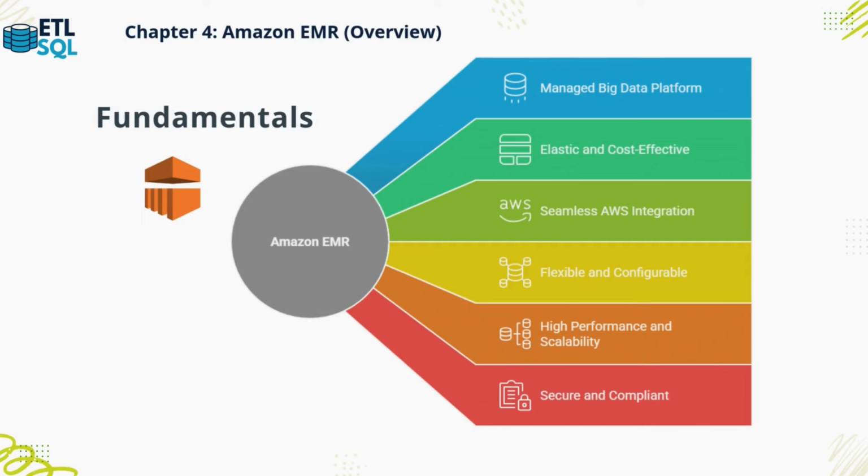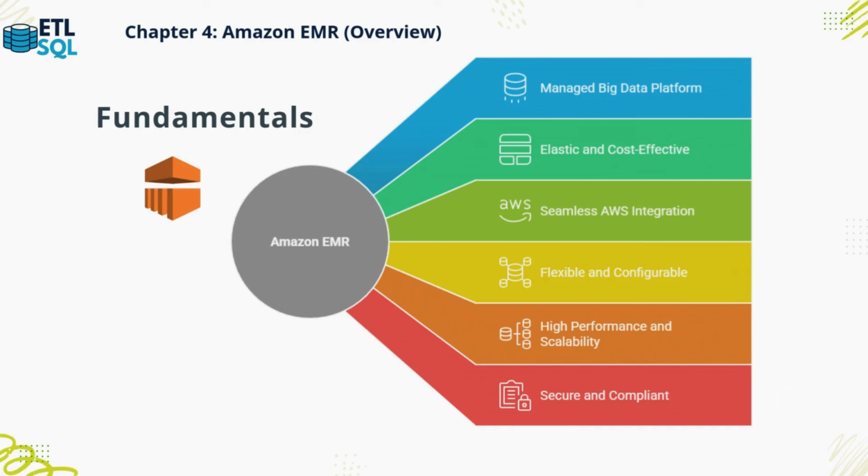Next, I want to give you a quick overview about Amazon EMR, which is AWS's managed big data platform. First and foremost, Amazon EMR is a managed big data platform. What does that mean? This means AWS takes care of the complex infrastructure required for processing massive data sets, allowing you to focus on your analytics. One of its most appealing aspects is that it's elastic and cost effective. EMR allows you to scale your resources up or down based on your workload demands, ensuring you only pay for what you actually use.